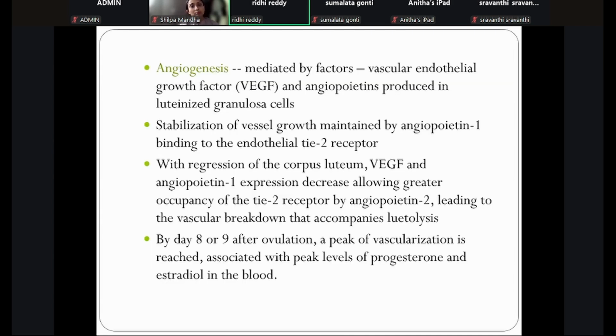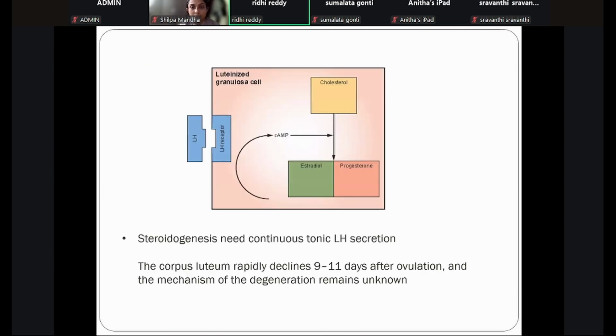Angiogenesis is mediated by VEGF, angiopoietins and others. By day 8 or 9 after ovulation, a peak of vascularization is reached, associated with peak levels of progesterone and estradiol in the blood.